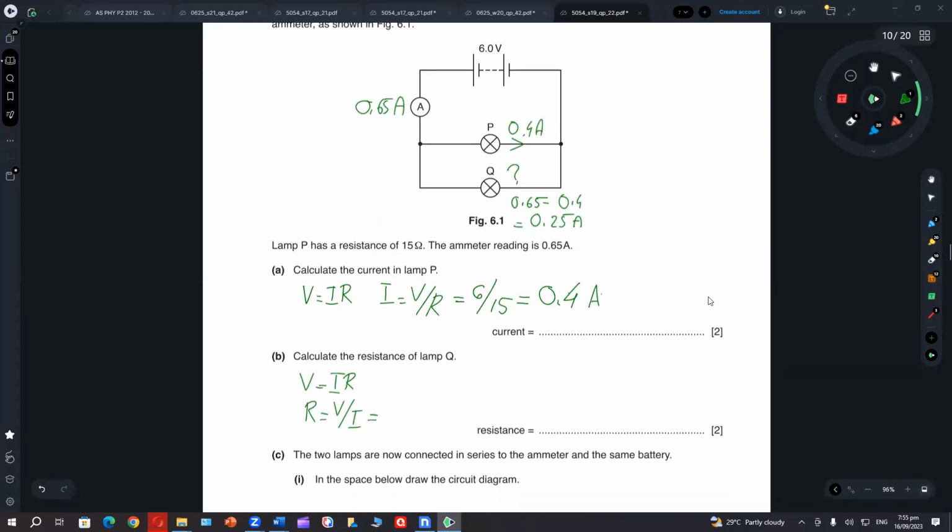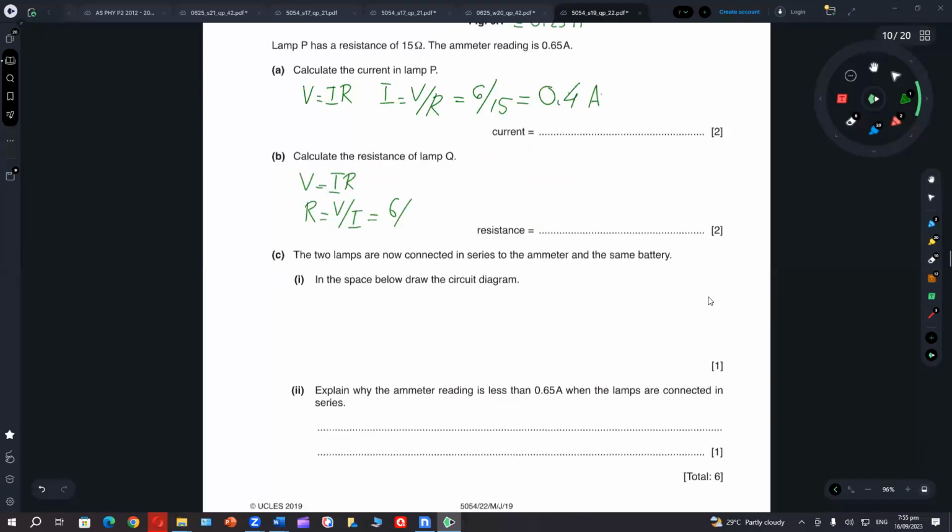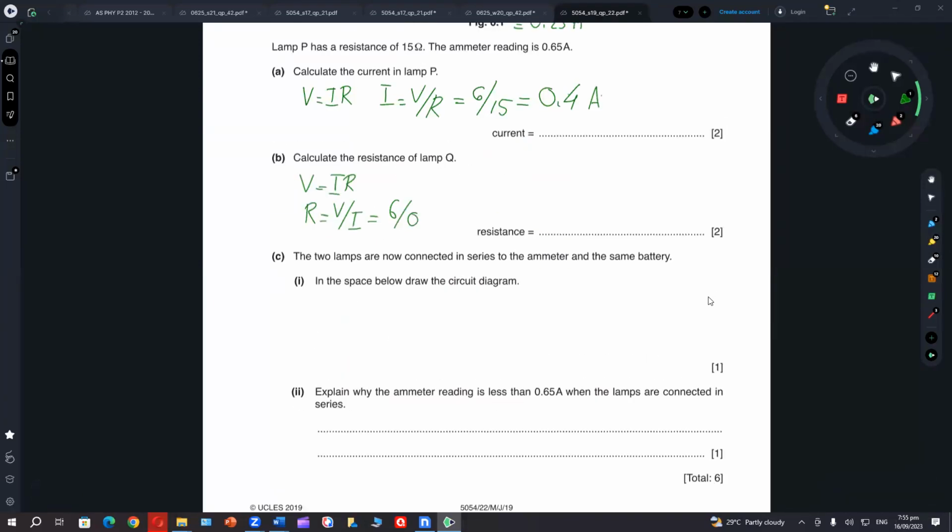Voltage is the same, 6 volt. To solve this, 24.